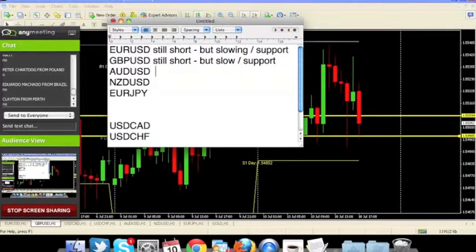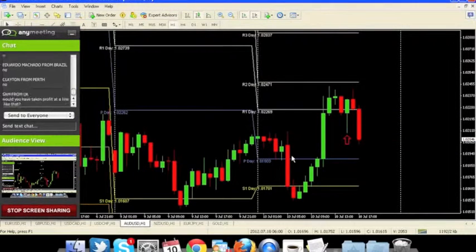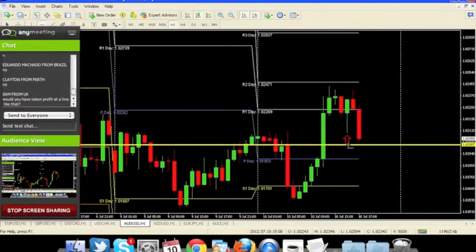Support also. Okay, let's take a look at Aussie dollar. Would you have taken profit at the line like that? Yes, I would. Seeing how strong that line is, that would have given me a place to exit. Why? Take a look at how low Aussie dollar went. Pretty much to here, right?